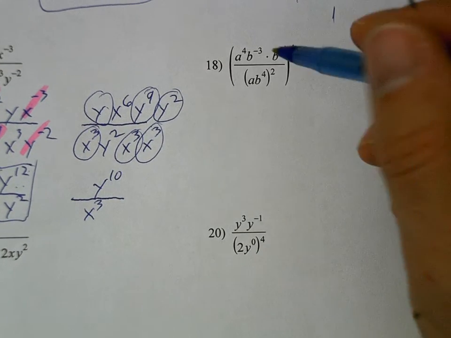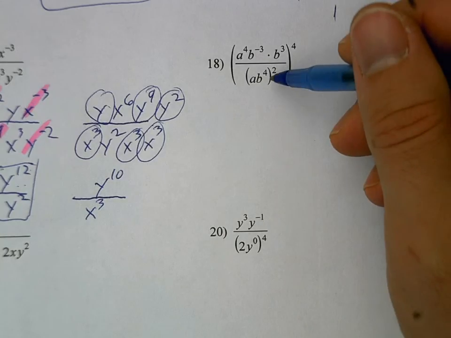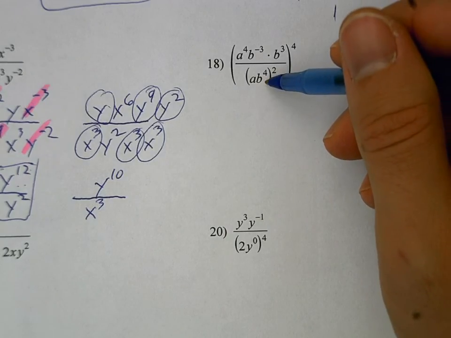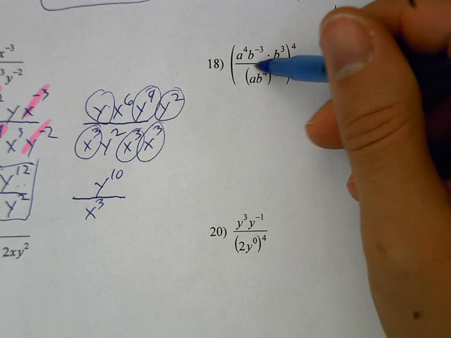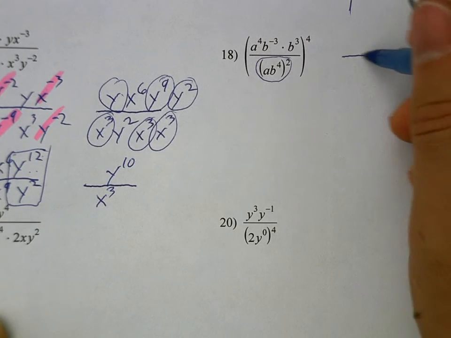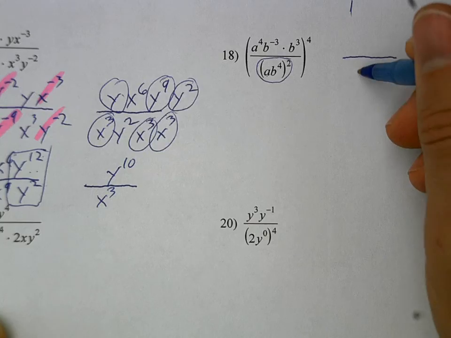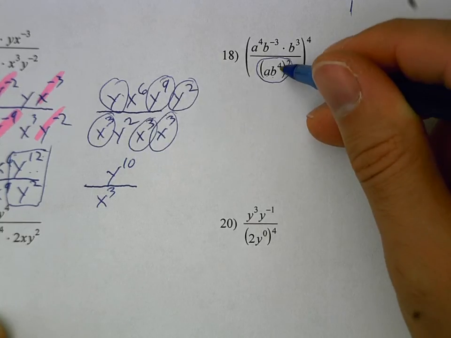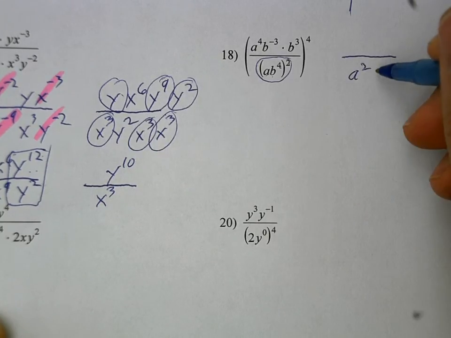This one has two sets of parentheses. Do the inside one first. So this guy down here is going to become a squared. And then b to the fourth raised to the second power is b to the eighth power.